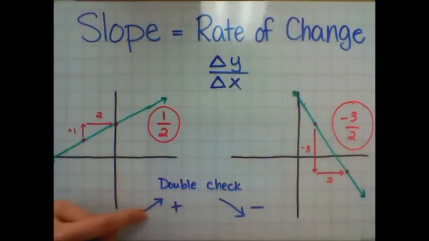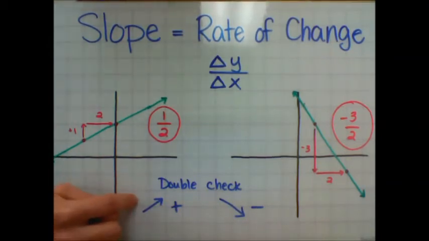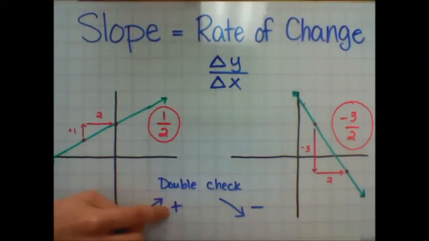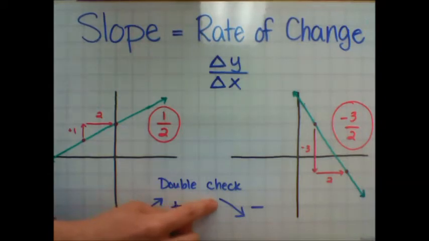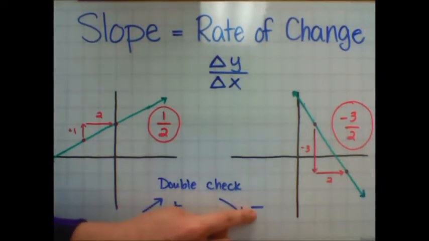You can double check your signs. When the graph is increasing, you're going to have a positive slope, and when your graph is decreasing, you're going to have a negative slope.